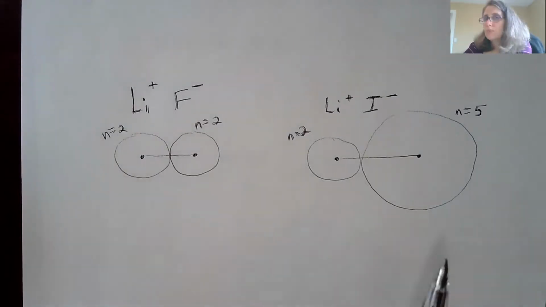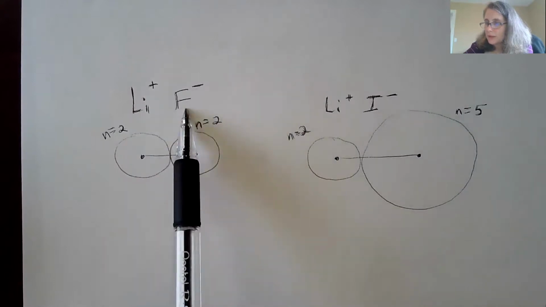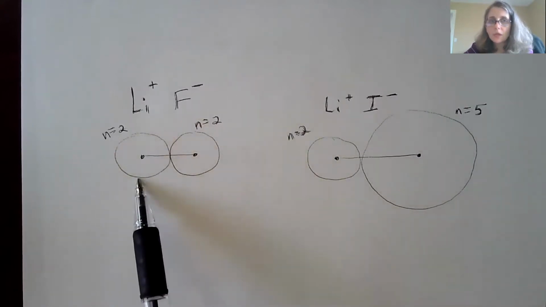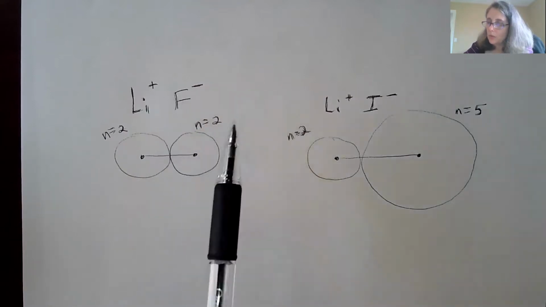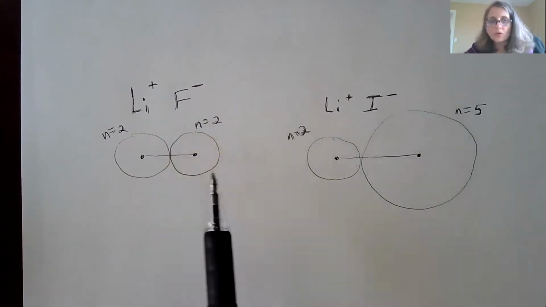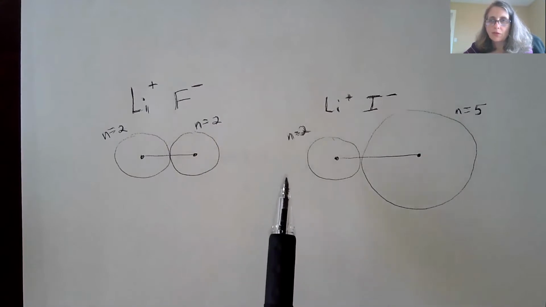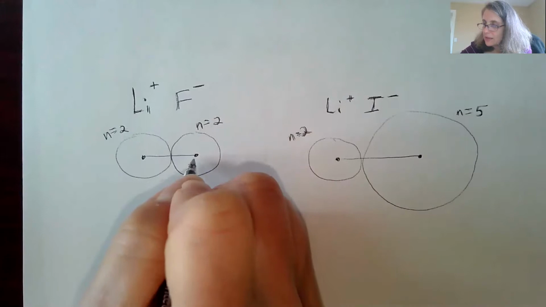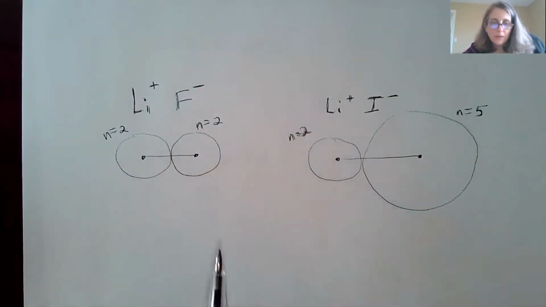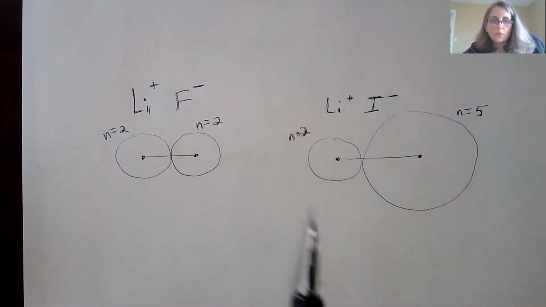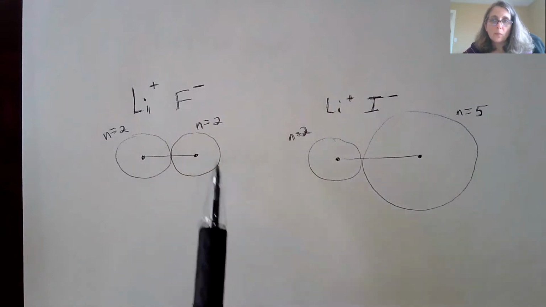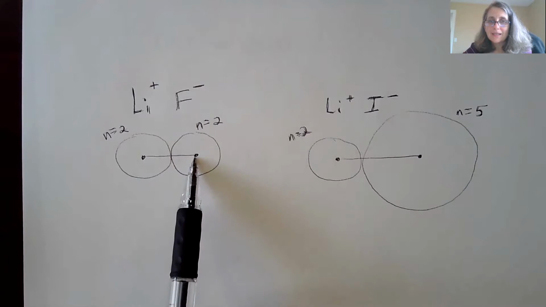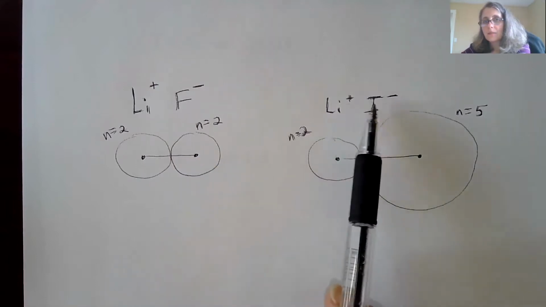So again, using Bohr's model, for lithium fluoride, lithium would have 2 energy levels. So I'm going to draw this circle, and fluoride has 2 energy levels. So I'm going to draw the circles pretty much the same. And I'm not very good at drawing circles. But the little dots in the middle are, of course, your nuclei. And when we're talking about distance here, we're talking about the distance between the two ions. What is the distance between those 2 nuclei? This distance here is going to be different than for lithium iodide.